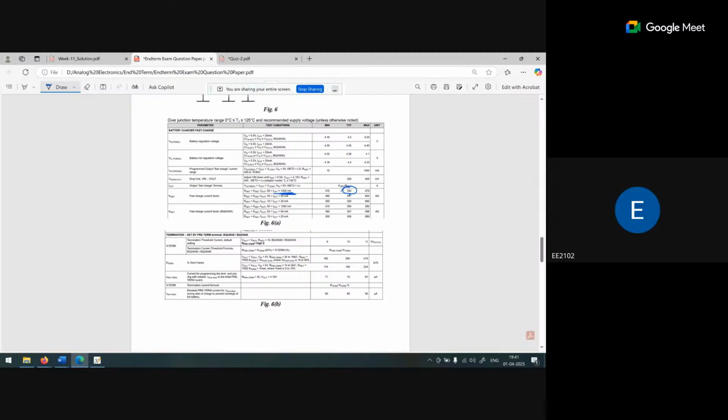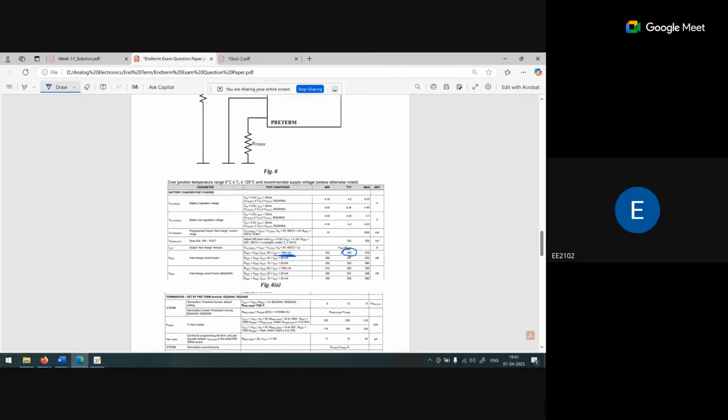So K set is nothing but I out is nothing but K set upon R set. Asking in the question what is the R set? That is K set upon I out. K set is 540 ampere ohm divided by 1 ampere. So ampere and ampere cancel out, so the value of R set is 540 ohm.